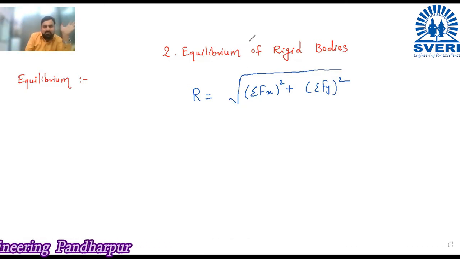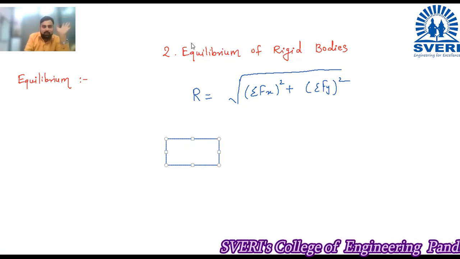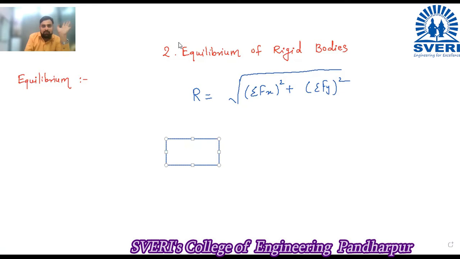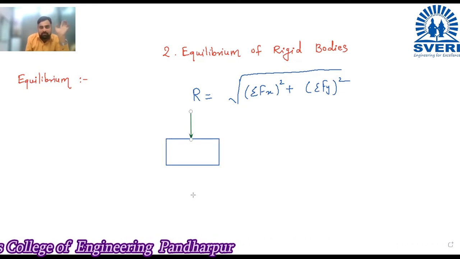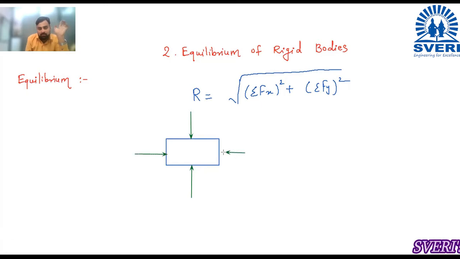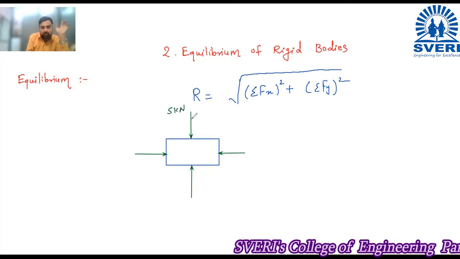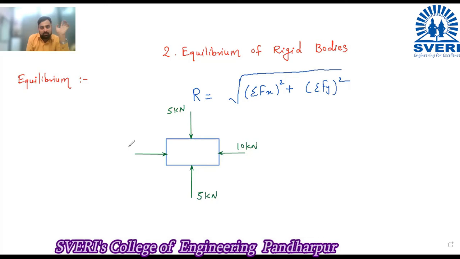Let me give you a very simple example. Suppose this box is there, and imagine that it is in air. Forces are acting on this block. Suppose from this direction one force is acting, and exactly in the opposite direction another force is acting. Again one more force is acting towards the right-hand side, and exactly in the opposite direction one more force is acting towards the left-hand side. Now suppose this force is 5 kilonewton, this is 10 kilonewton, this is again 5 kilonewton, and this is again 10 kilonewton.